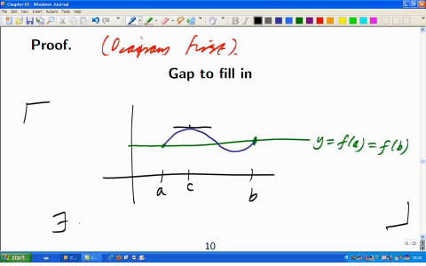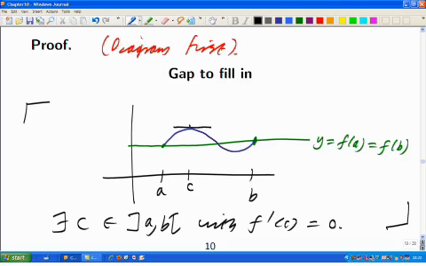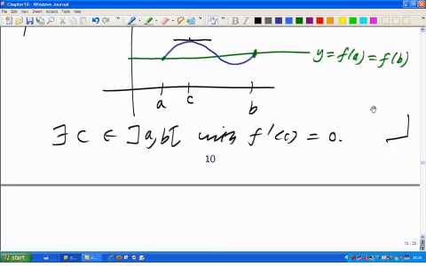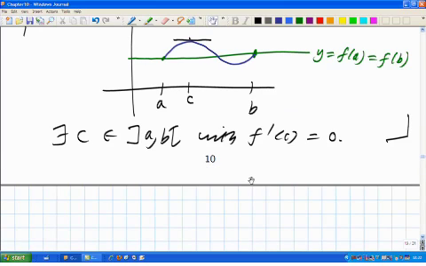So remember, it's there exists C in (A,B) with f prime of C equals 0. At least one. In this diagram there are two. You don't really know what the function looks like, so you have to do a general proof that's going to be valid for all cases. So, proof. I'll just remind you, all we know is that the function takes the same value at the endpoints, it's continuous on the closed interval, and differentiable on the open interval.